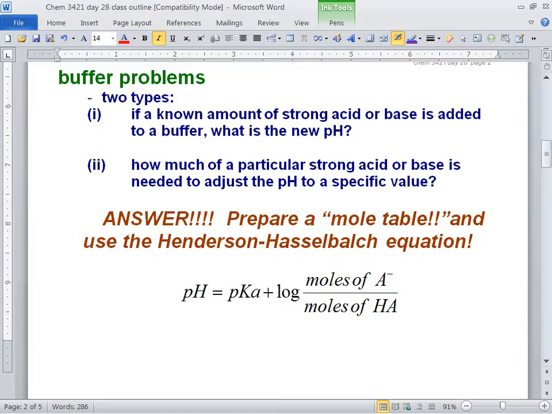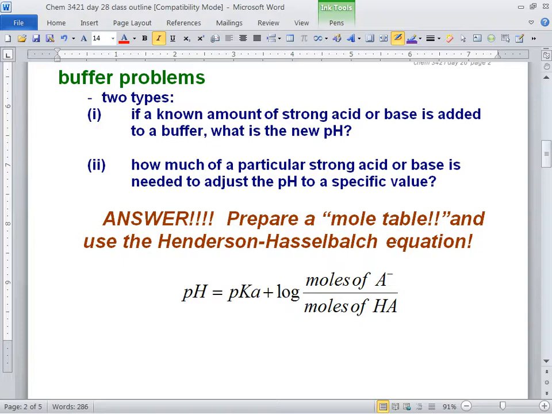Or, dang it, we have this nice system and we want our enzymes to keep doing their job, and it has to stay at this pH, and some acid or some base got in there. Oh, what's going to be the new pH? Is this stuff going to keep working? What's the new pH going to be? So there's really two types of questions.